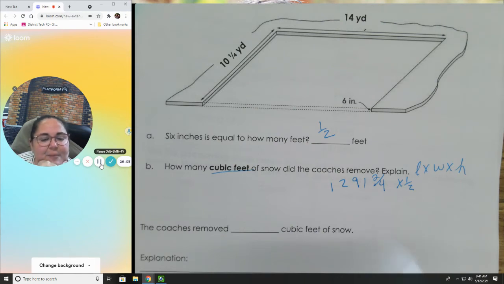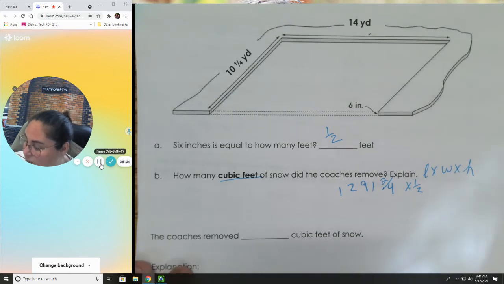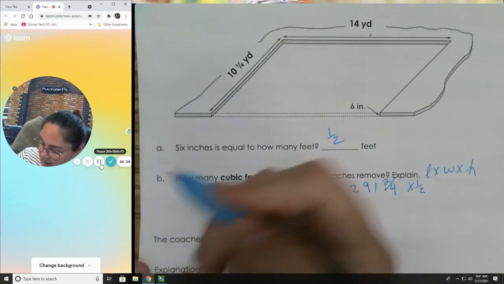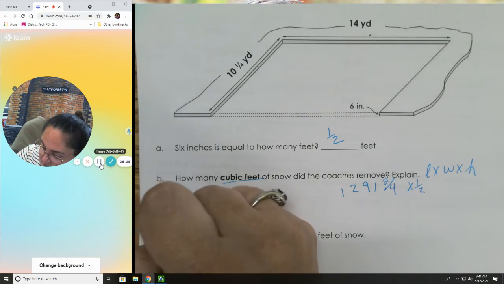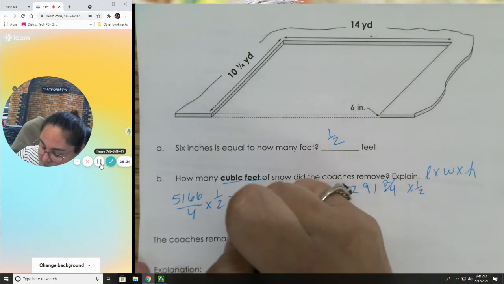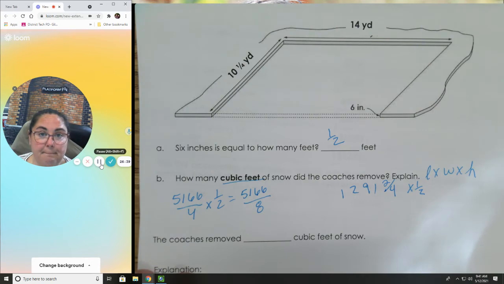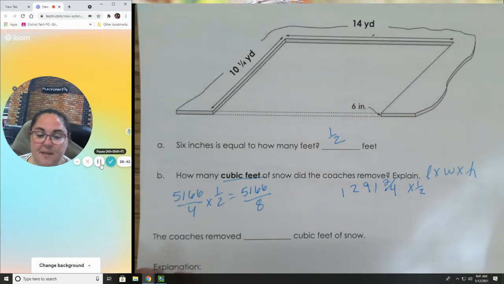All right, there are a couple of different ways you can do this problem. The first thing you can do is make it into an improper fraction, multiply straight across, and then divide. Absolutely we can do that. And we already learned that that is the same as 5,166 times 1/2, which equals 5,166 over 8. And then you would divide it. Perfect. That is absolutely one way to do this.